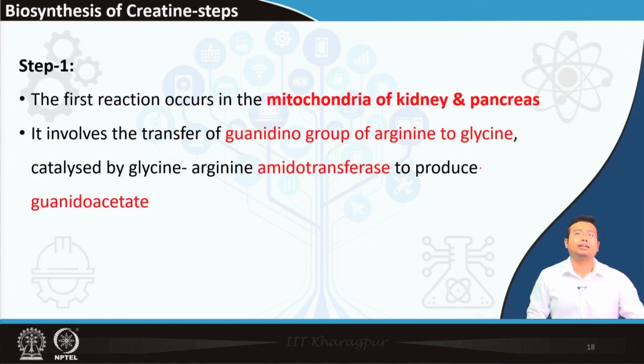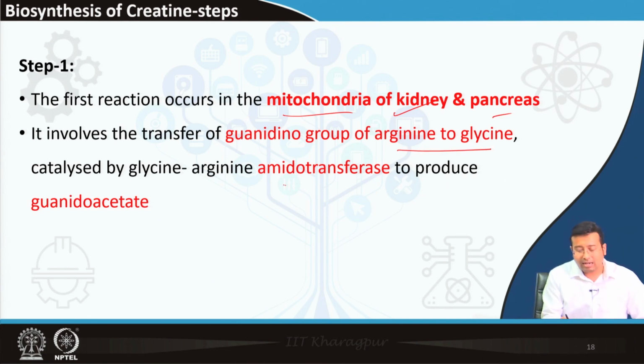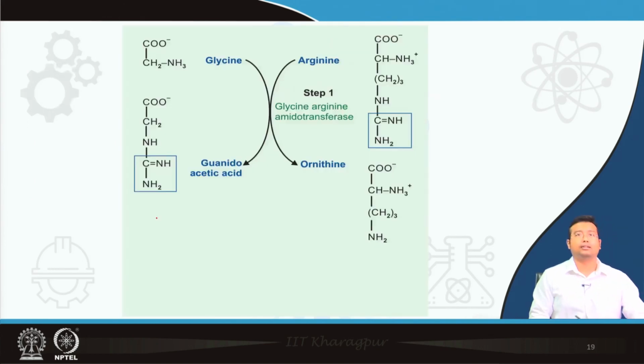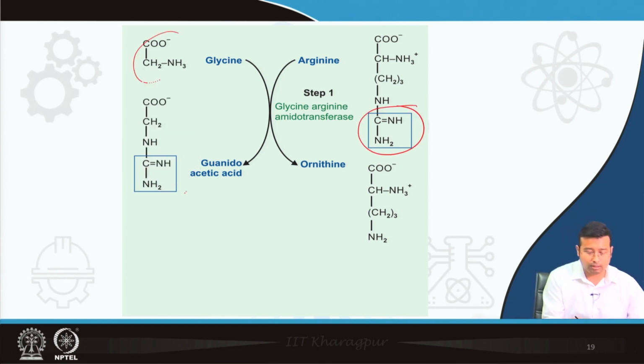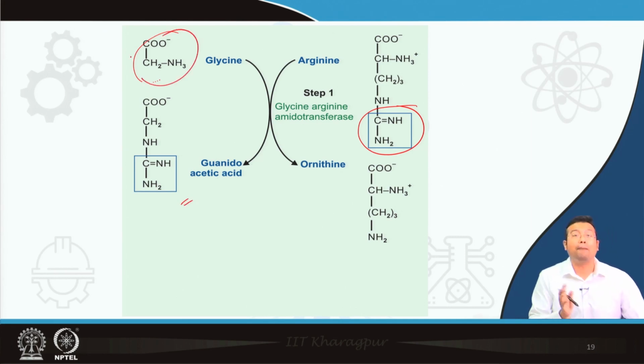So, let us see how it happens. The first step occurs in mitochondria of kidney and pancreas. It involves transfer of guanidino group from arginine to glycine, catalyzed by an amidotransferase enzyme, to produce guanidino acetate. This group is being shifted to glycine and ultimately guanidino acetate is formed. This is the first step, amidotransferase, the amidino group is being transferred, right.